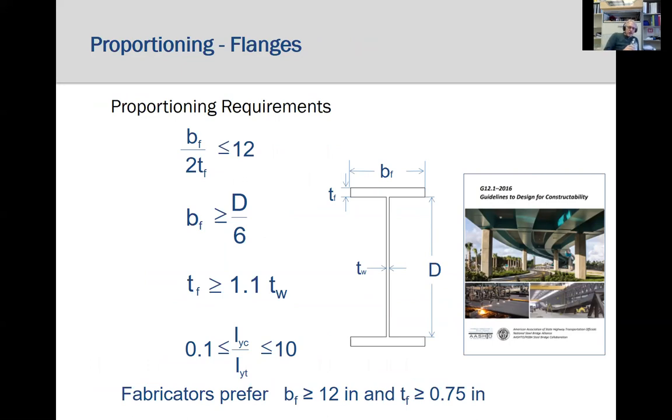Let's move on to discuss the I-girder flange proportioning. Sizing a flange is one of the most important issues in obtaining economical steel girder bridge designs. The basic cross-section proportion limits for flanges of steel I-girders given in the specification are shown here. The limits apply to both tension and compression flanges. A minimum flange width of 12 inches is always suggested to prevent flange distortion and cupping due to welding. As a practical matter, the collaboration guide states that fabricators prefer a minimum flange thickness of 3/4 inch.